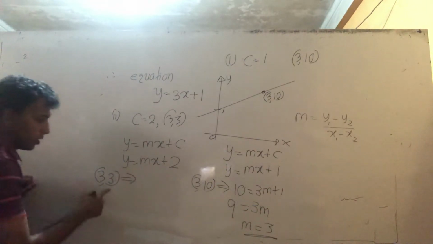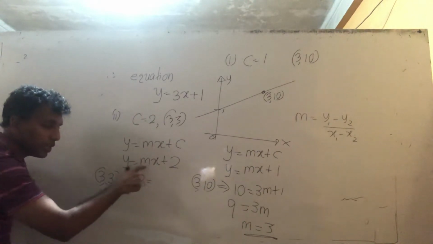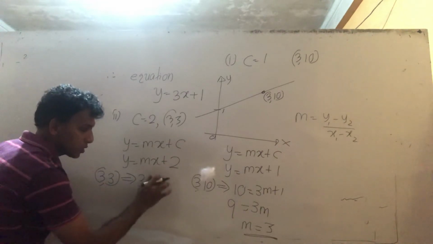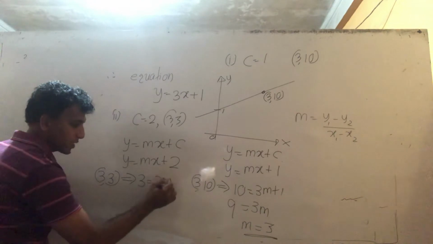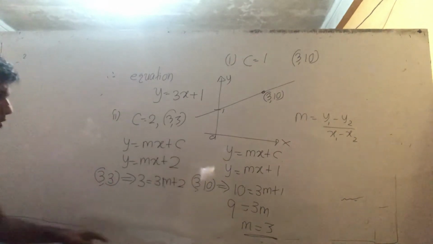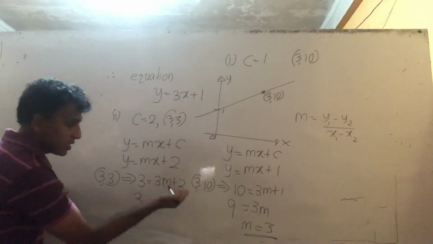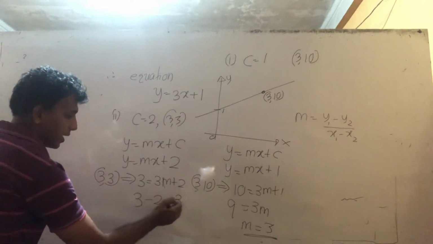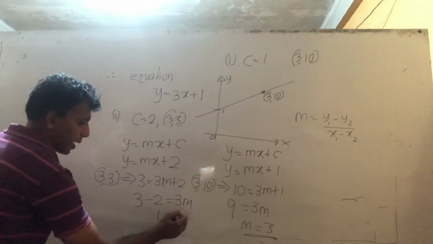Substitute y for 3, x for 3. 3 into m, 3m. That means 3 equals 3m plus 2, where x is 3. Solve and find the m value. So here 3, take the plus 2 to this side, minus 2. This is 3m. So 3 minus 2, 1 equals 3m.